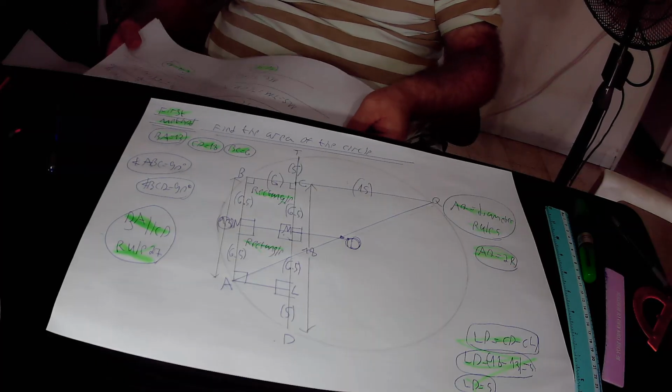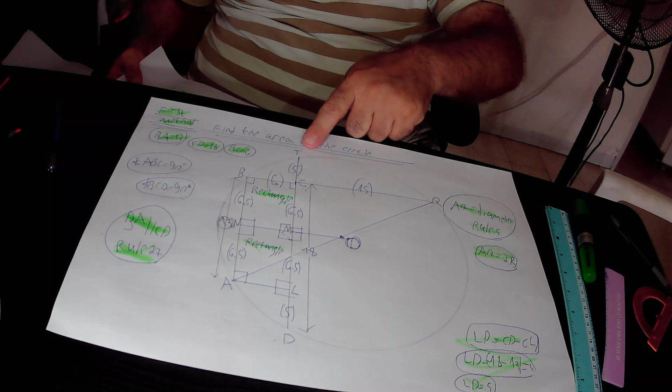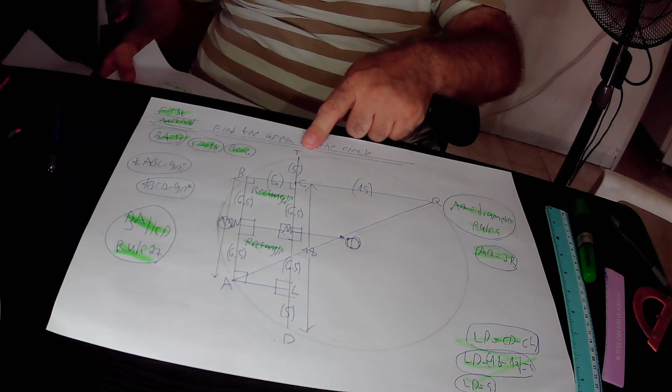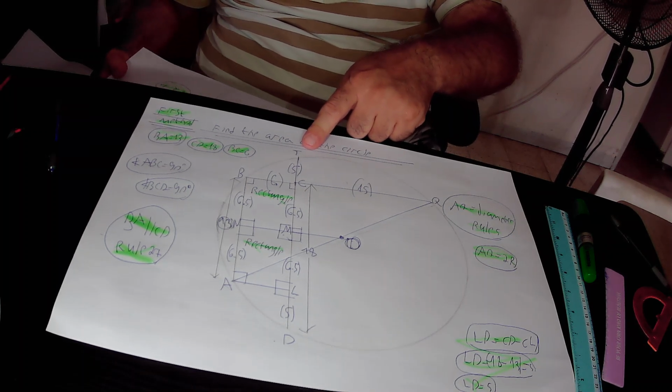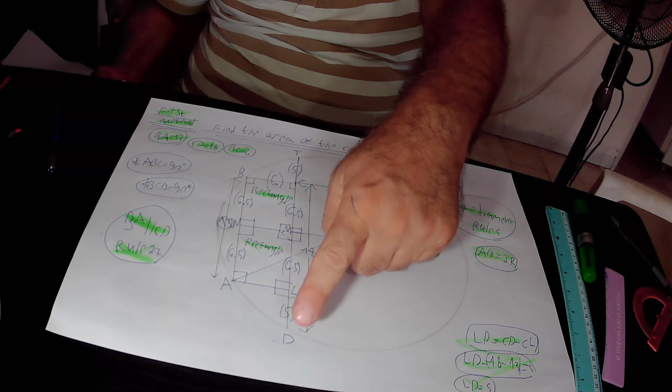Actually, we extended line DC by a straight line until it touches the circle. We define the touching point of the extended line DC with this circle. This point is point T. By doing this construction, we created chord TD.